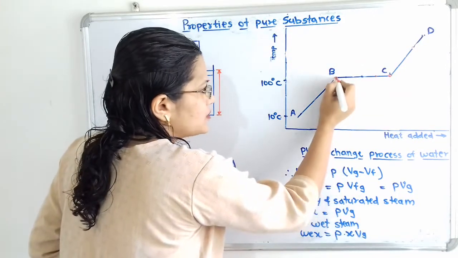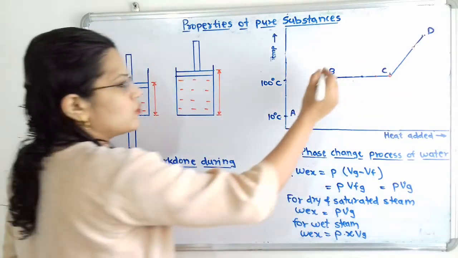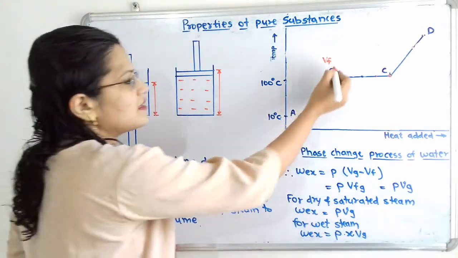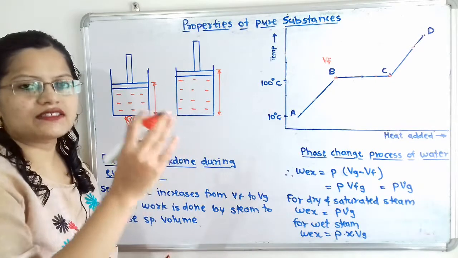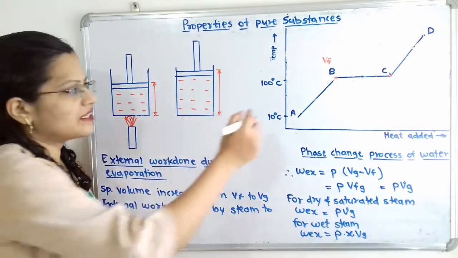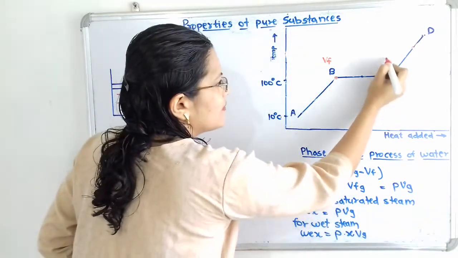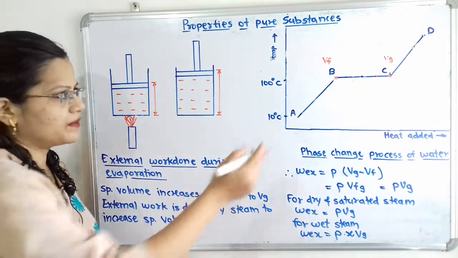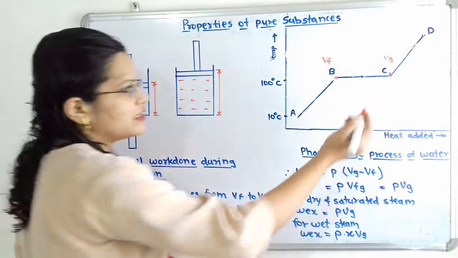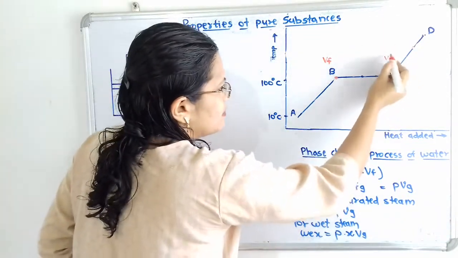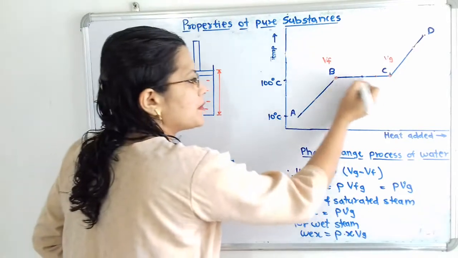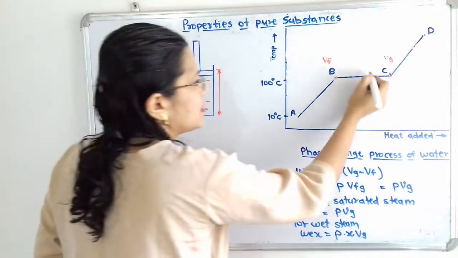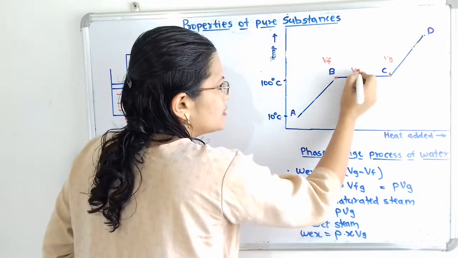So now at this point B, what is the volume? Volume is known as Vf. Suffix f is there because here there is the water, that is the phase of the liquid. And here we will say Vg because the phase is only steam or water vapor. So here dry and saturated steam, we can say that. So here is Vg, and in between B and C there is the mixture of water as well as steam. So we will say that in between, the volume is Vfg.